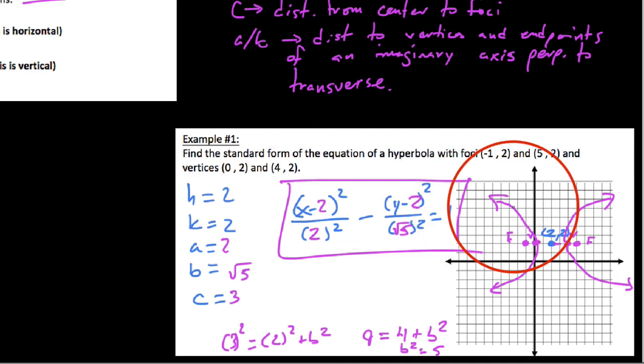In the next video, we're going to talk about how we find the asymptotes that this hyperbola actually approaches. We can sketch it a whole lot better.